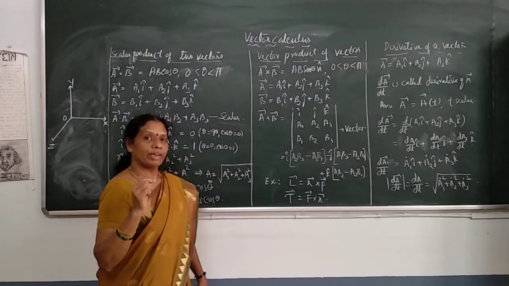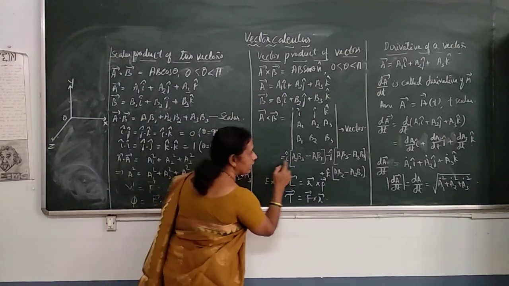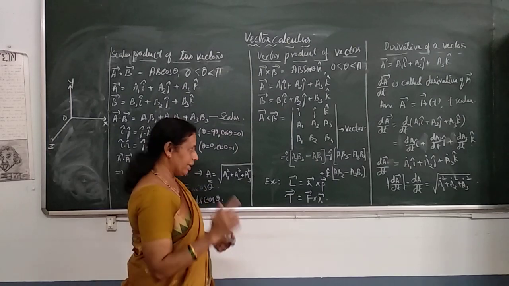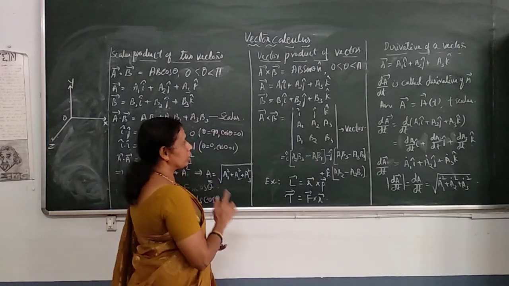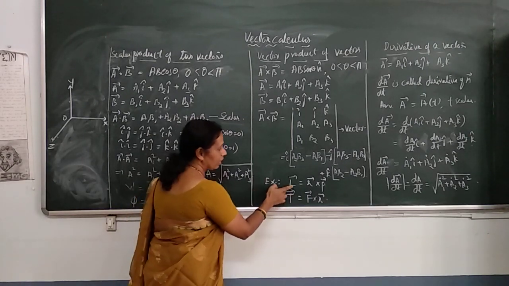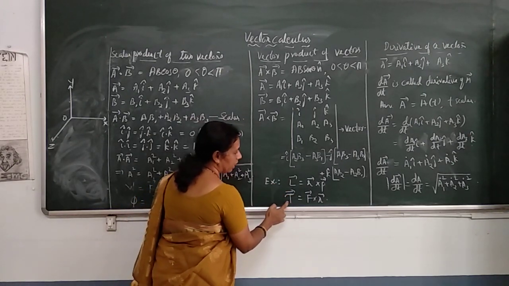It's always a vector because it contains i, j, k, the directions. So it has both magnitude and direction; it is a vector. The cross product of two vectors is always a vector. Examples: angular momentum and torque.